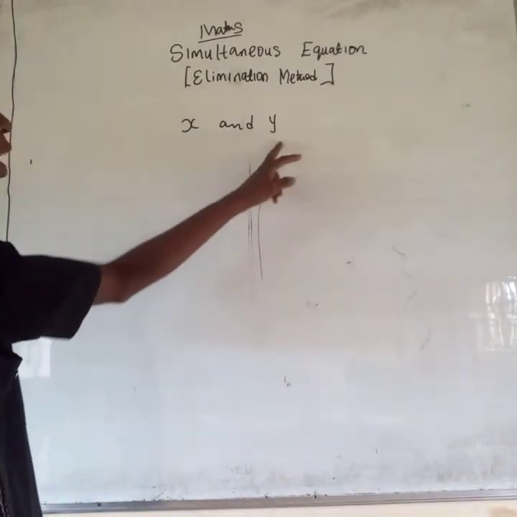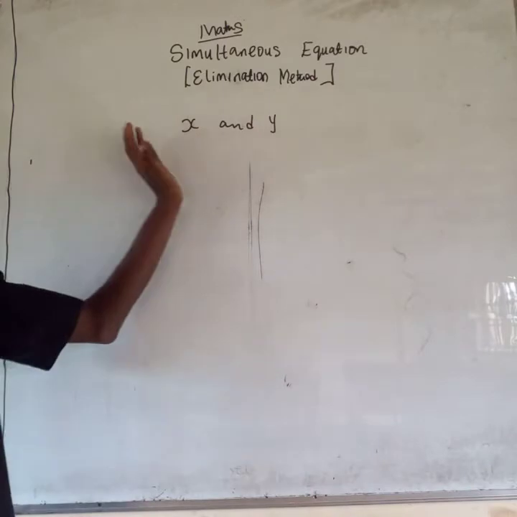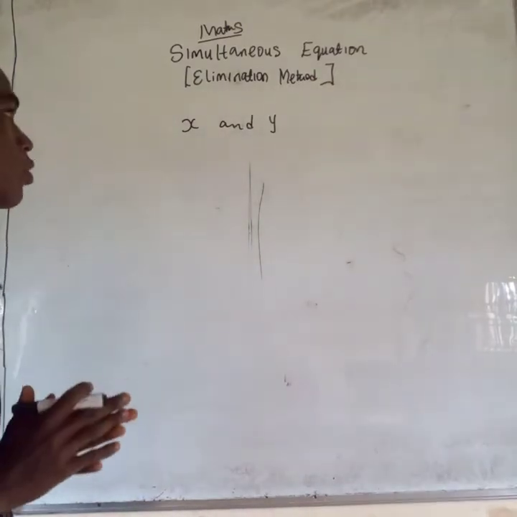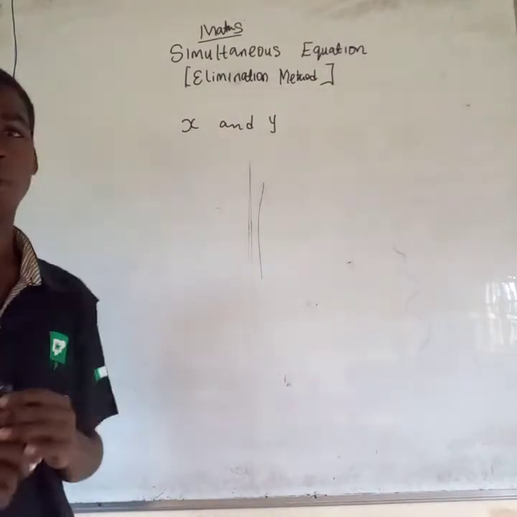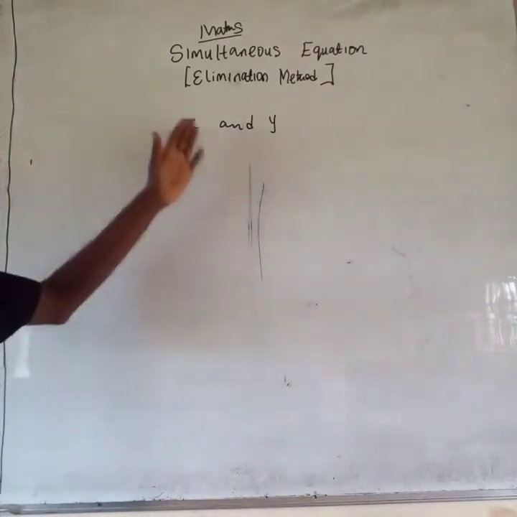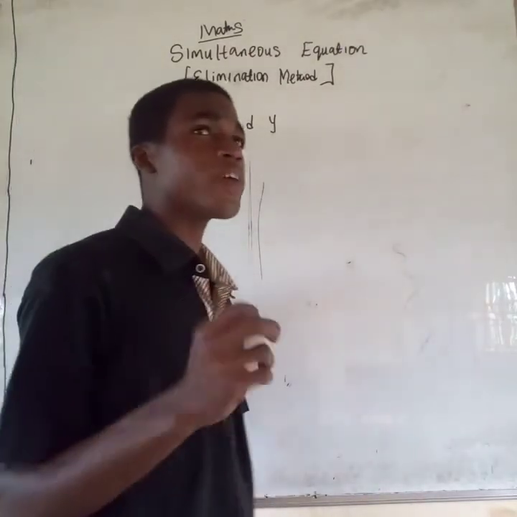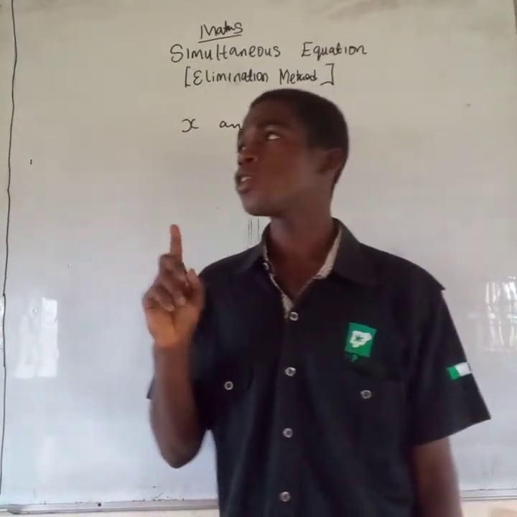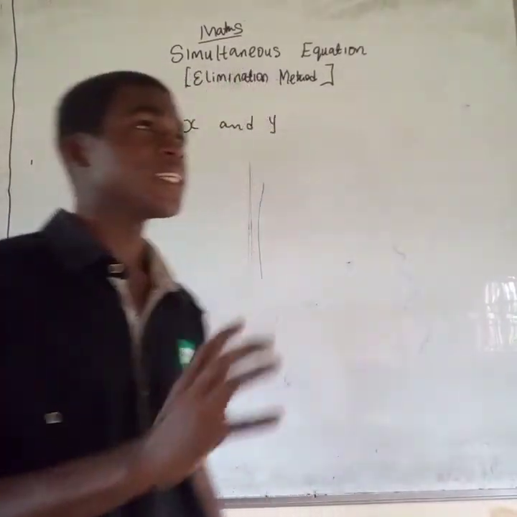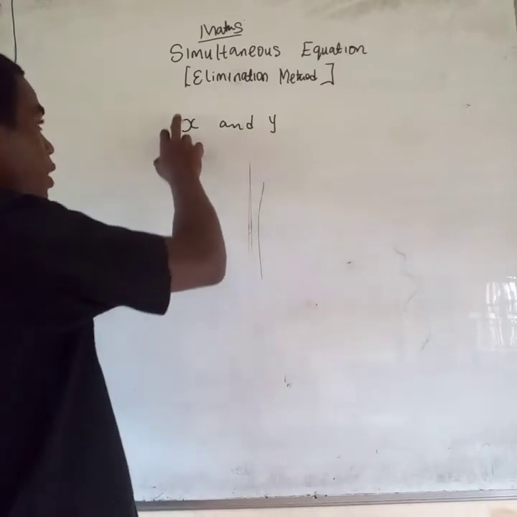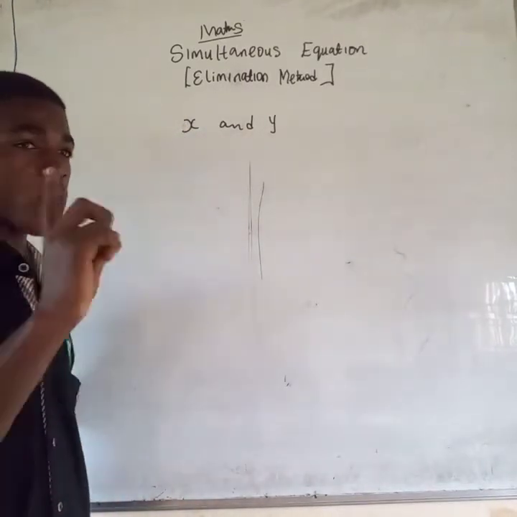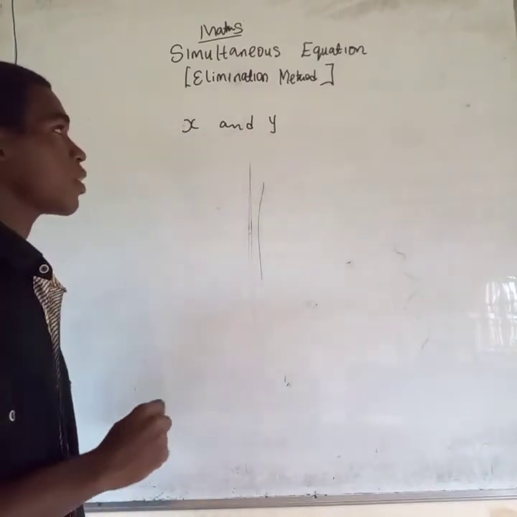So if I remove y, I now have x involved only in the equation. Then I can solve it in a simple way. Or I remove x. Are you getting it? So elimination method is a process of eliminating one of the variables so that the equation contains what? One variable, not two variables again.